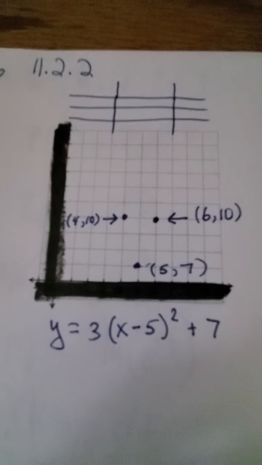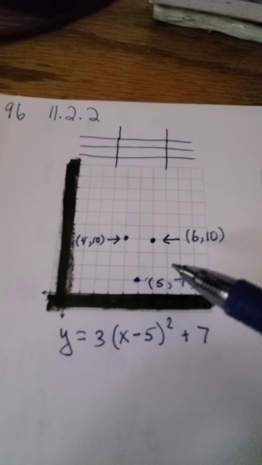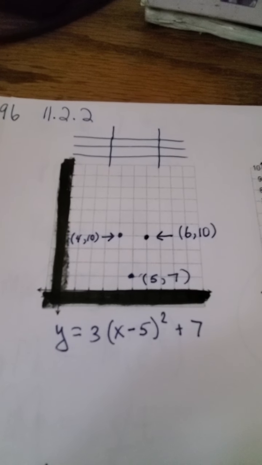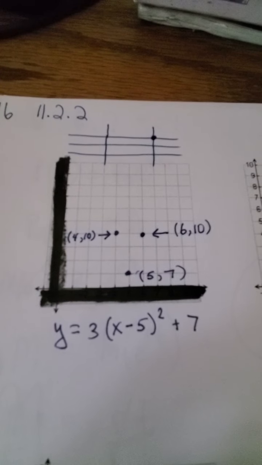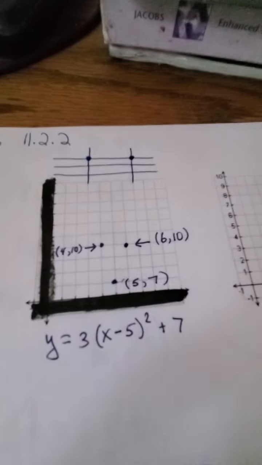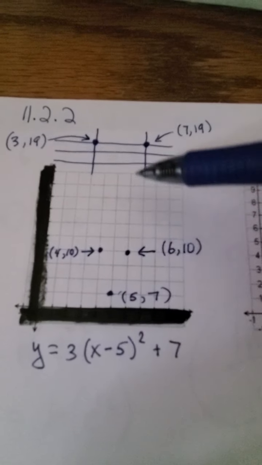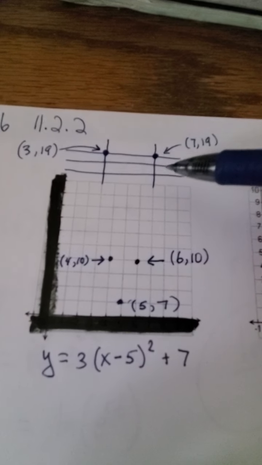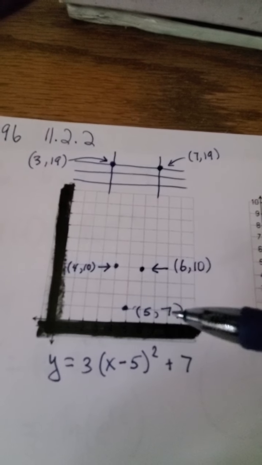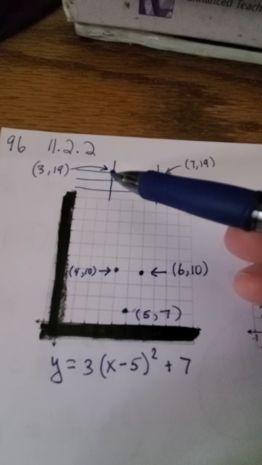Now, when I go 2 out from the vertex, normally when I square the 2, it becomes 4. But I'm multiplying that times 3, so it's going to go up 12. So it's going to go way up here. I had to extend my graph paper. On the other side, it'll be symmetric. So instead of going up 4 from the vertex, it goes up a whopping 12, which means that point over there is going to be (7, 19). 7 because from 5, I went out 2, and from 7, I went up 12. And this point on the other side is going to be (3, 19).